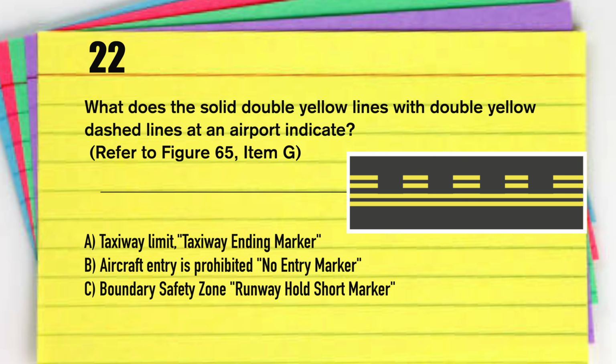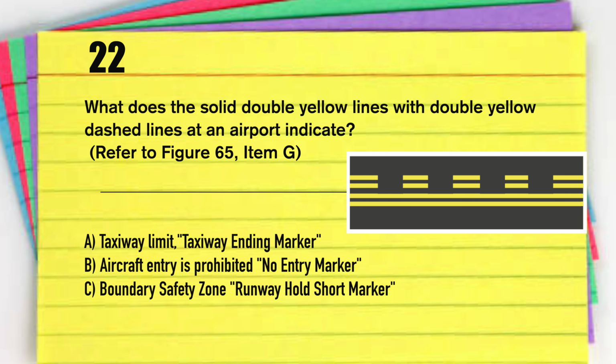Now, in regard to this marking, it could be answer A, taxiway limit, taxiway ending marker. B, aircraft entry is prohibited, no entry marker. Or C, boundary safety zone, runway hold short marker. Now be honest with me and be honest with yourself. Do you know this answer? Because if you do, that means that someone either told you, or you studied it, or you've been on a taxiway at an airport before. This is a very important marker, and let me tell you why.